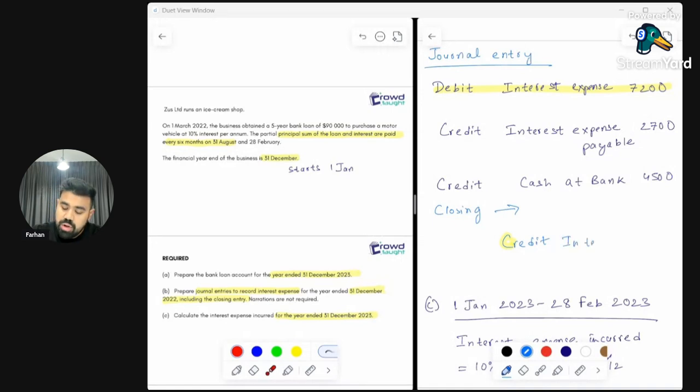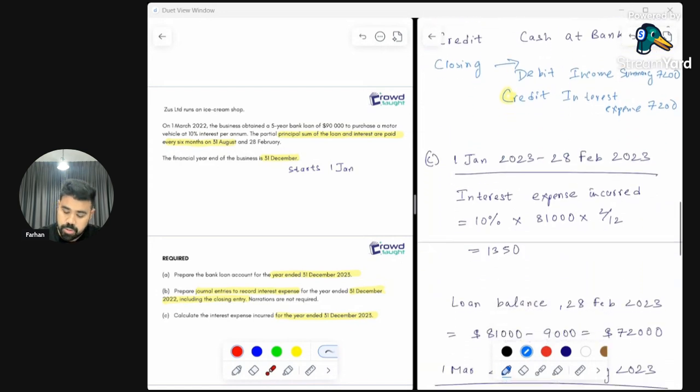So we will credit the interest expense account by 7,200, and we would debit the income summary account, which is essentially transferring this amount to the profit and loss statement or the statement of financial performance. Okay. So every time you are closing any expense accounts, you would always debit the income summary account and you would credit the expense account. Okay. All right. Now let's see what's happening in question C.